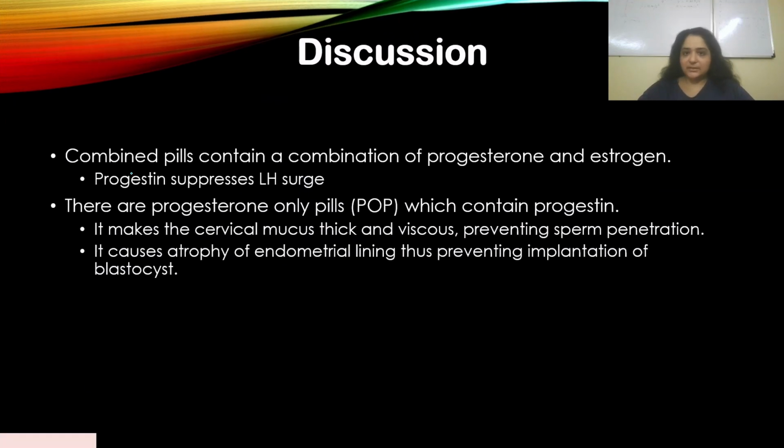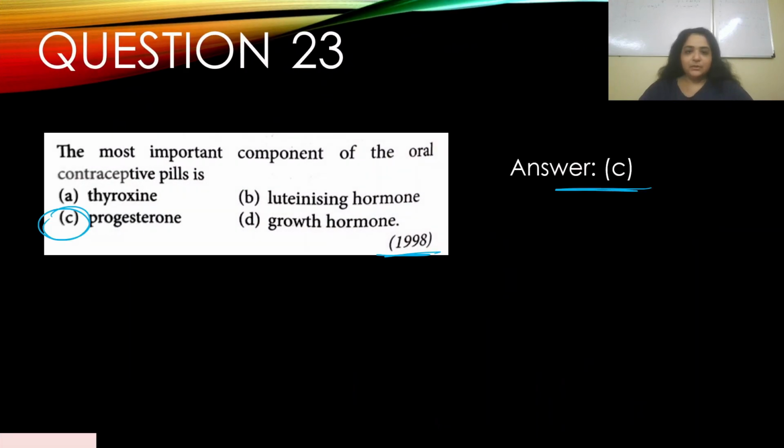So combined pills are a combination of progesterone and estrogen. Progesterone suppresses LH surge. Now progesterone only pills, we already discussed this, make the cervical mucus thick and viscous, so it prevents sperm penetration, and cause atrophy of the endometrial lining, thus preventing the implantation of blastocysts. So the endometrial lining of the uterus is not suitable for implantation of blastocysts if there's atrophy, where the cells are shrinking in size on the endometrial lining. So that's it, I've answered this question. It's progesterone.